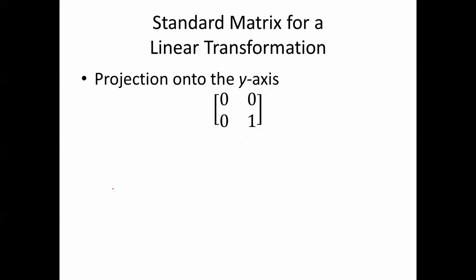In the same way, projection onto the y-axis. So any point here, like at 1, 0, ends up on the y-axis at 0, 0, and this point 0, 1 just stays at 0, 1. So this is what our linear transformation looks like.